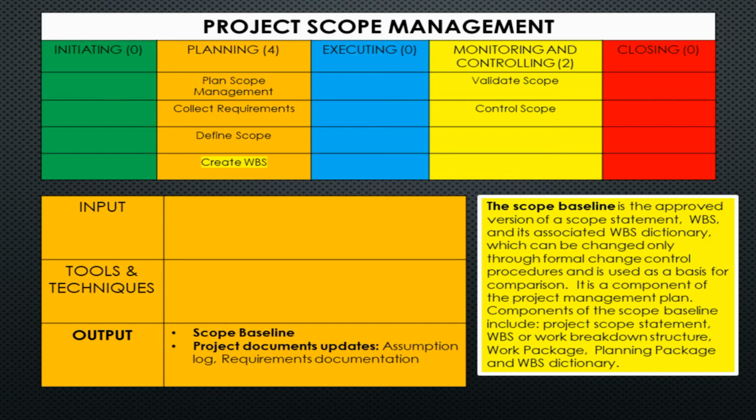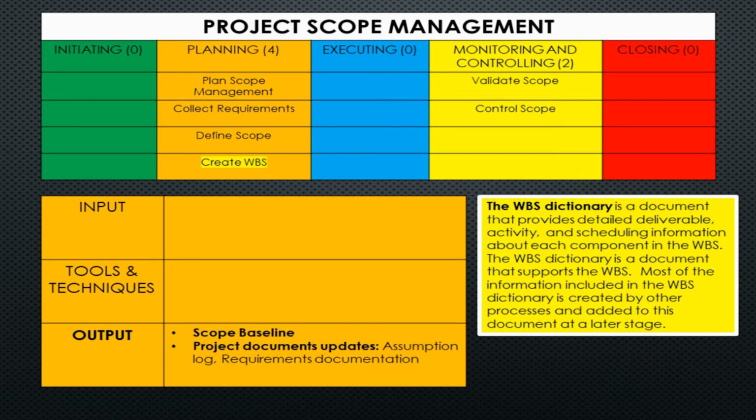Components of the scope baseline include project scope statement, WBS or work breakdown structure, work package, planning package, and WBS dictionary. The WBS dictionary is a document that provides detailed deliverable, activity, and scheduling information about each component in the WBS. The WBS dictionary is a document that supports the WBS. Most of the information included in the WBS dictionary is created by other processes and added to this document at a later stage.